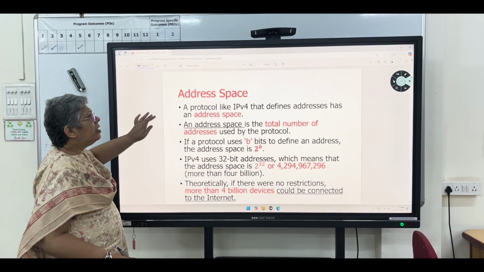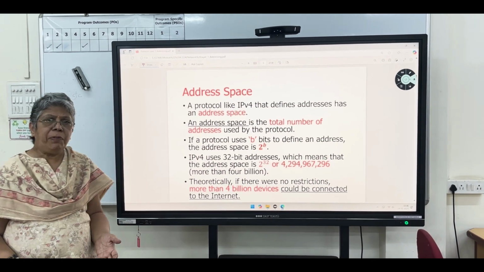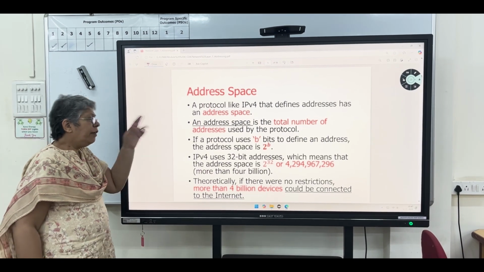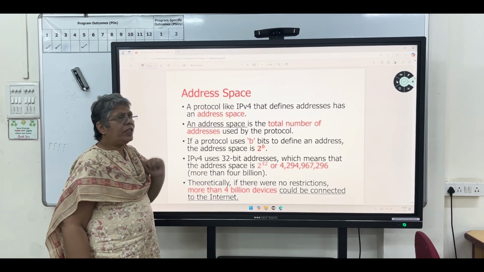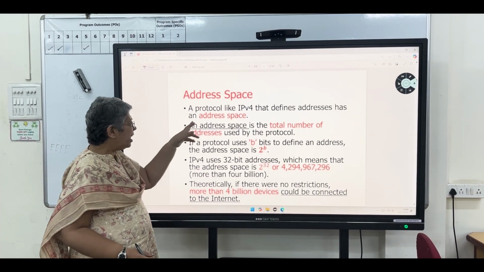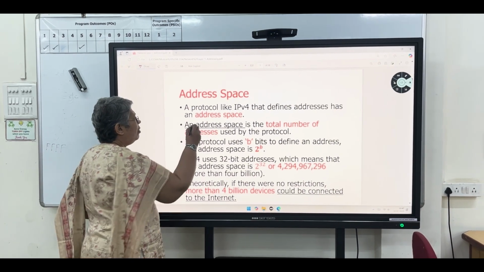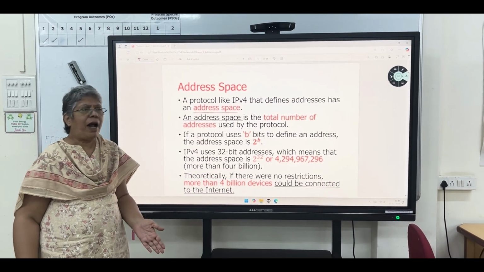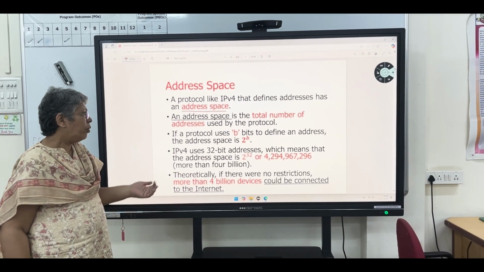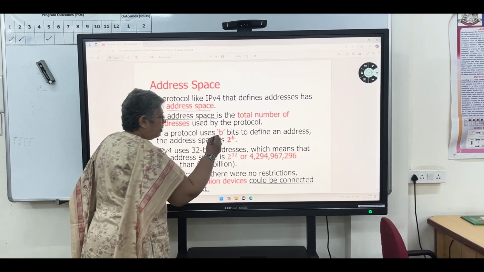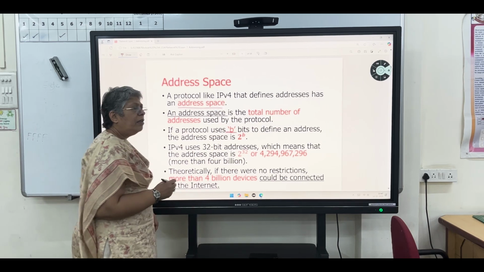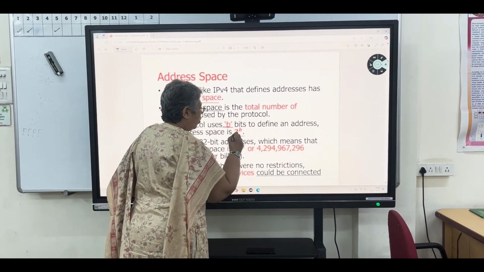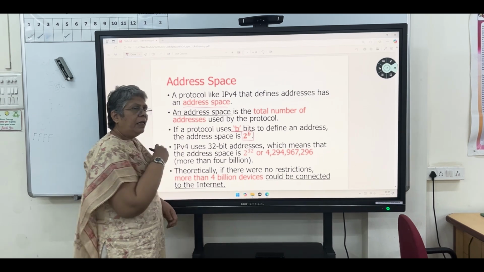Now, since we are talking about the IP addresses, we talk about the address space. If a protocol like IP version 4 is defining an IP address, then it is basically talking about the address space also. Now, what is that address space? The address space is the total number of addresses used by that protocol. So, suppose B is the number of bits which defines the address, then 2 to the power B is going to be the address space.